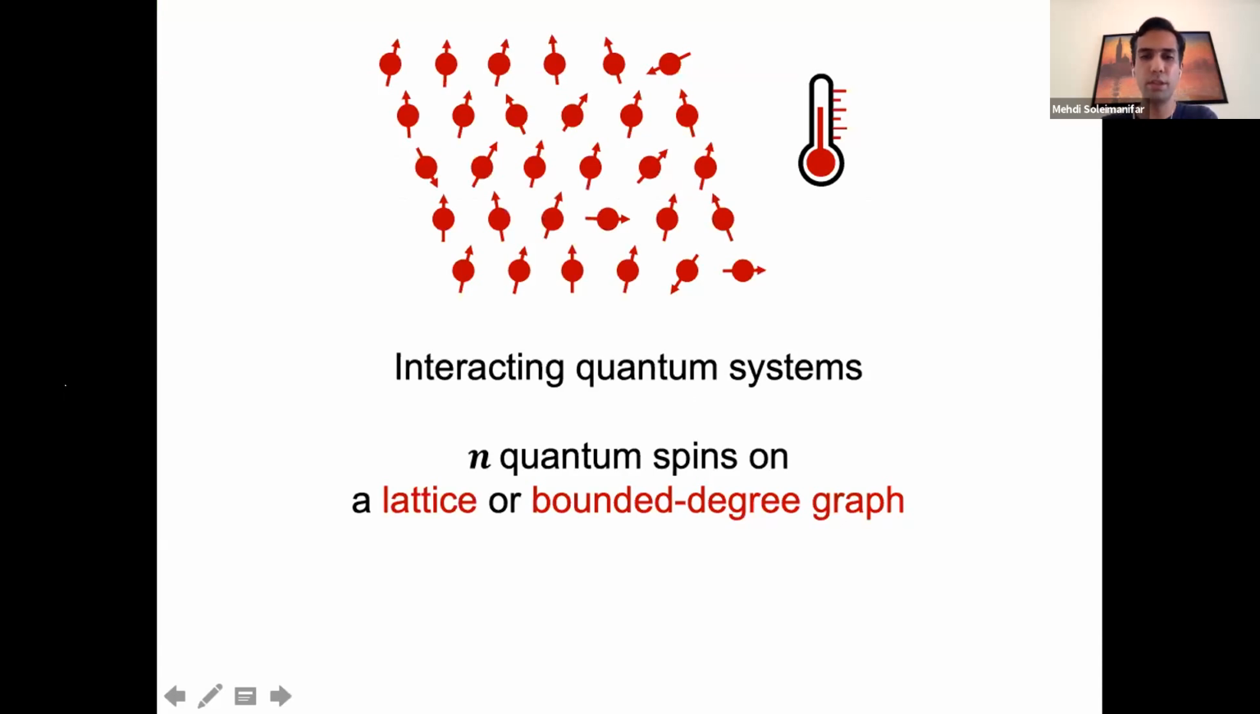So this talk is about interacting quantum systems where you have n quantum spins on a lattice or a bounded degree graph. These spins interact with each other, and since in physics interactions are short range, basically each single spin effectively only interacts with its surrounding neighbors. So we assume the system is at some fixed temperature, and you leave it to evolve, and the spins interact with each other, and eventually it reaches an equilibrium state.